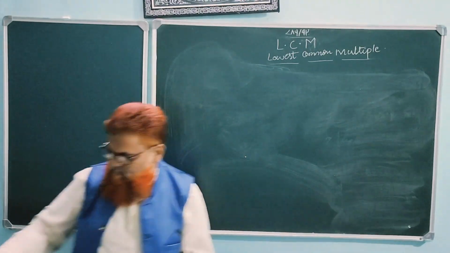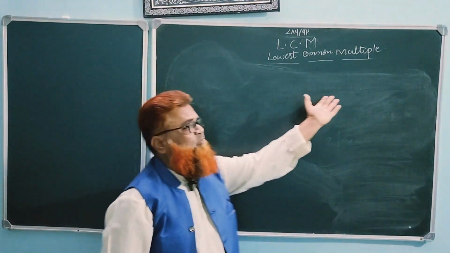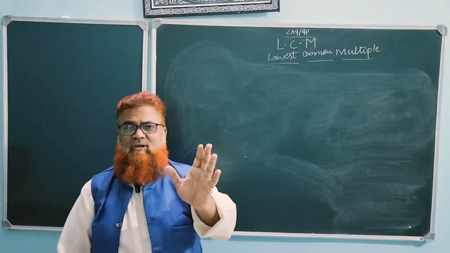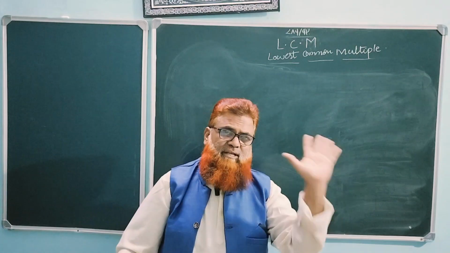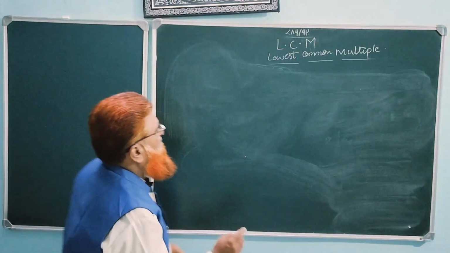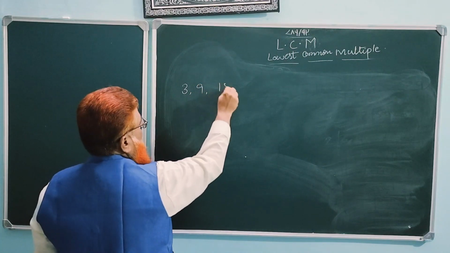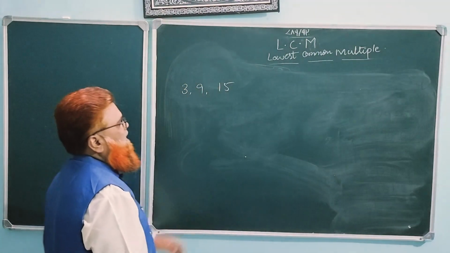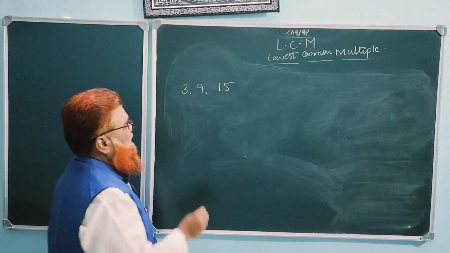Okay, I further come to the next problems. So I have taken all the examples before you. This is for what? It is the only even numbers. Now take some odd numbers: 3, 9 and 15. I have taken the odd numbers.